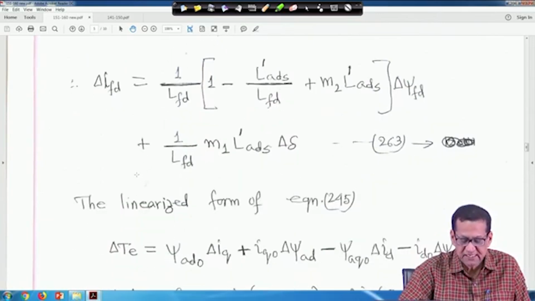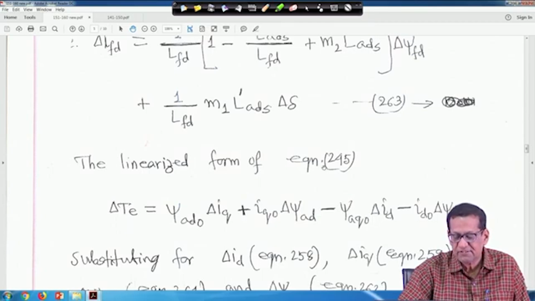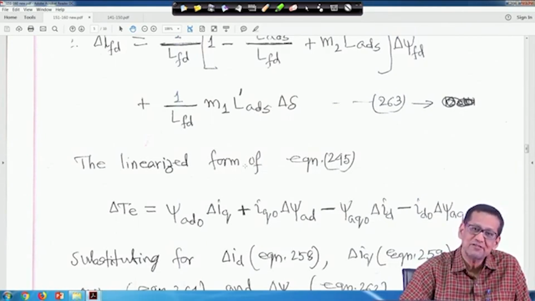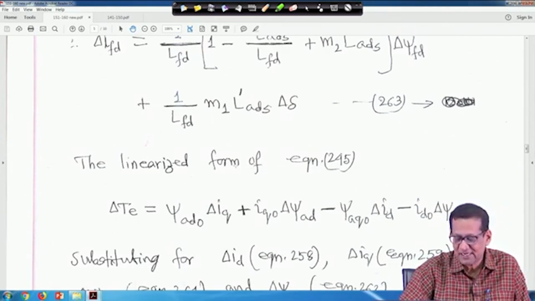Then again you linearize equation 245, that is the torque equation. You go to 245, where the torque expression T is given, and that one also you linearize around some operating point, say Id0, Iq0 and psi d0.